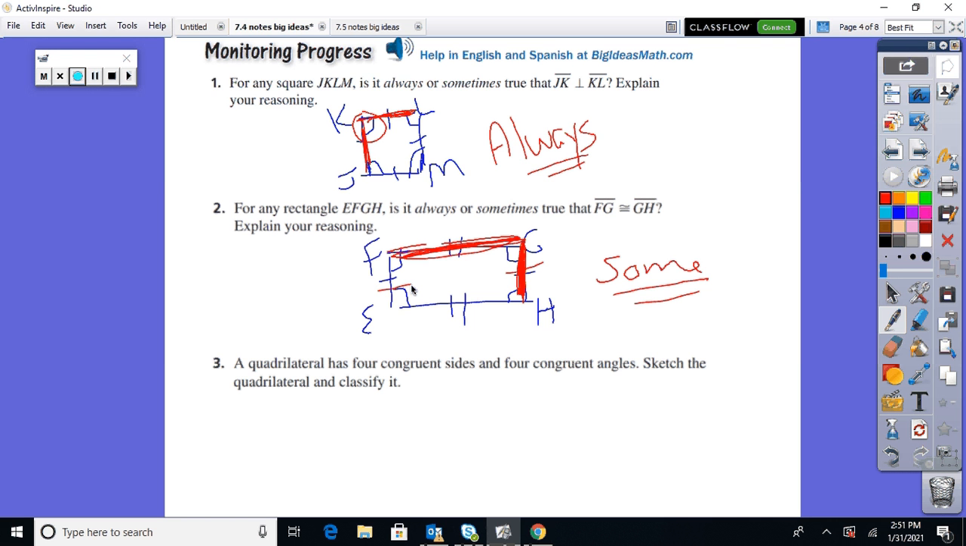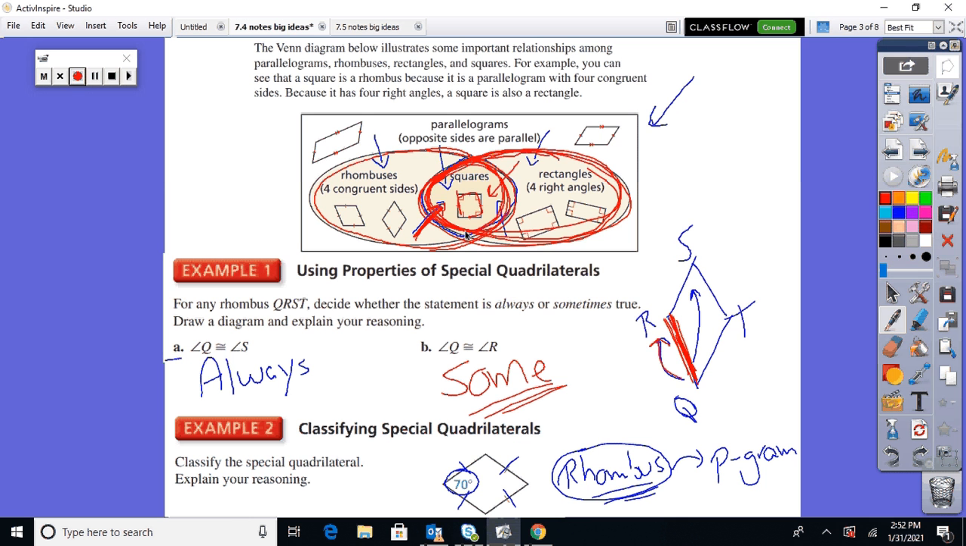So again, you can use the Venn diagram. Just think, do any rectangles at all have the same sides all the way around? Sure, this little part here, that is the squares.